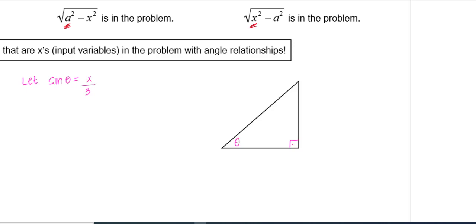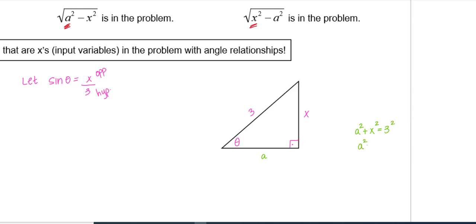So use basic SOHCAHTOA. If sine of theta is x over 3, that's my opposite over my hypotenuse. So sine of theta, opposite of that theta is x. Again, that's why you have to label your theta so you know which side is opposite. And the hypotenuse is 3. Now really take your time. So you can call this side whatever you want. I certainly wouldn't call it x, but I can call it a if you want and say, okay, a squared plus x squared equals 3 squared.